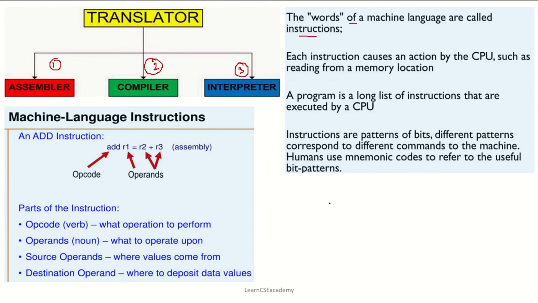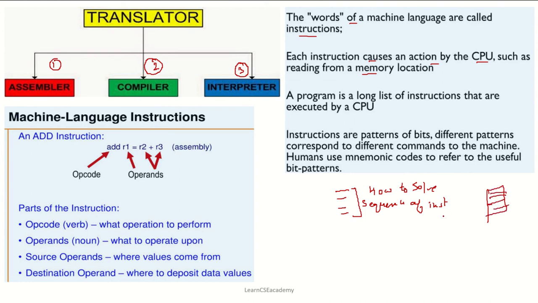So what is an instruction? An instruction is the steps we write to solve a particular problem. A sequence of instructions to solve a problem is called a program. Each instruction calls for an action by the CPU. In an instruction, we specify which action needs to be taken by the CPU in order to solve a particular problem, such as reading from a memory location. Of course, we have a memory in which we have stored our data.